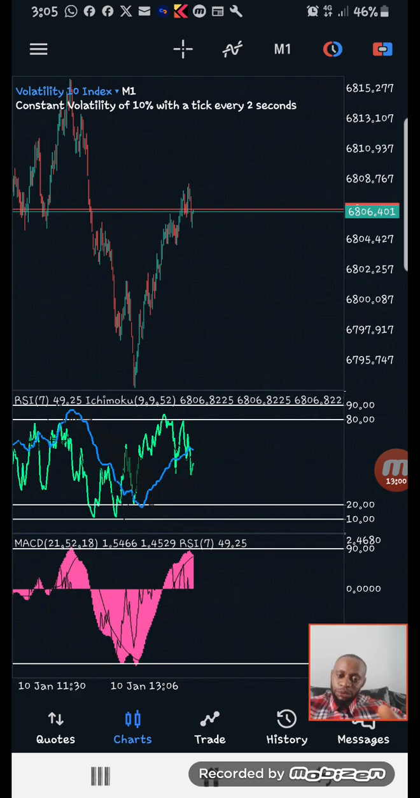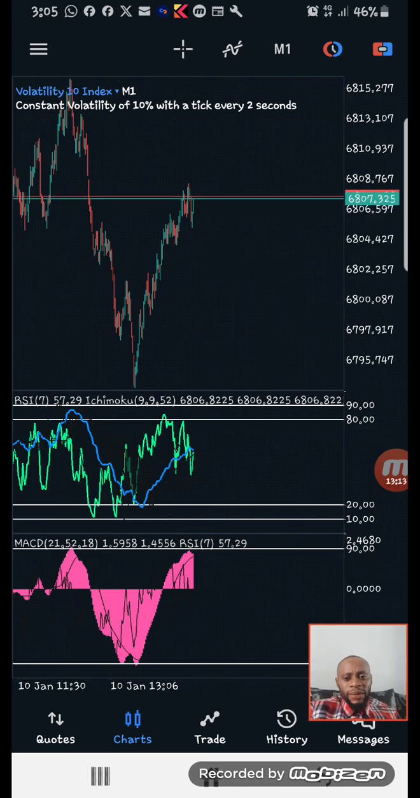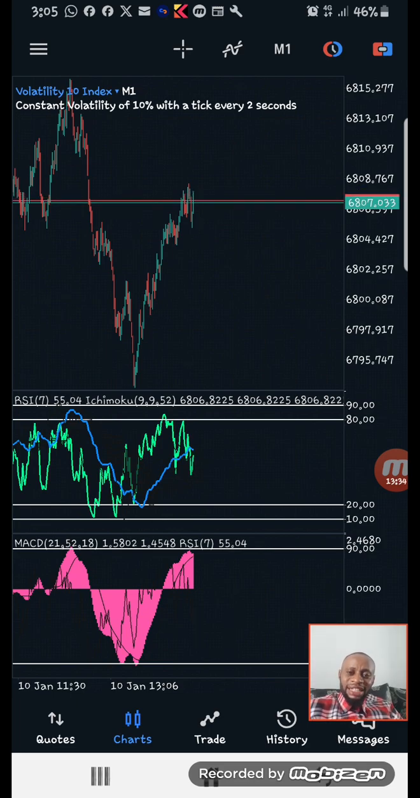But you don't enter a trade based on the MACD alone. You have to combine indicators. You understand? Only one indicator cannot give you full assurance to place a trade. You need some other supporting indicators to give you additional confirmation before you enter a trade.